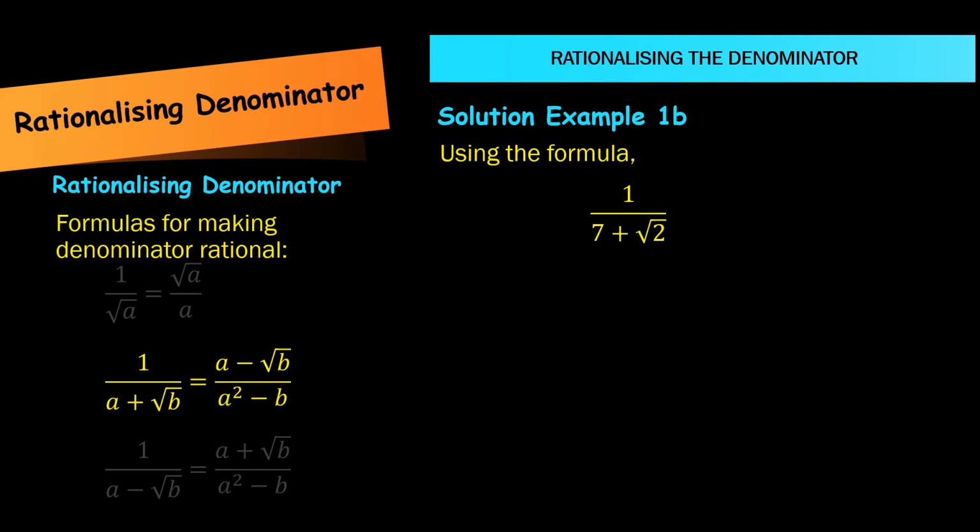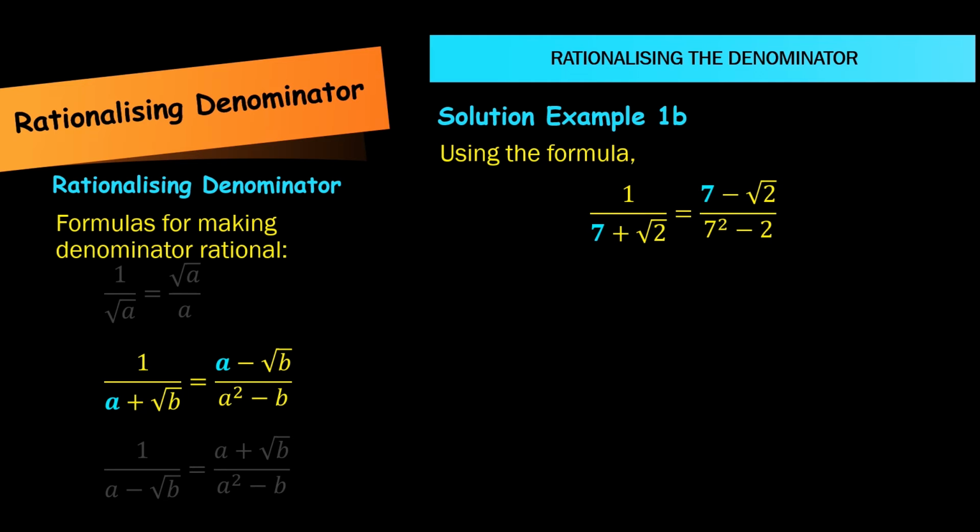Now let's have a go at example 1b. We are required to rationalise the denominator of 1 divided by 7 plus root 2. Clearly we're required to use the second formula. 1 divided by a plus root b equals a minus root b all over a squared minus b. In this example, as you can see, a will be equal to 7 and b will be equal to 2.